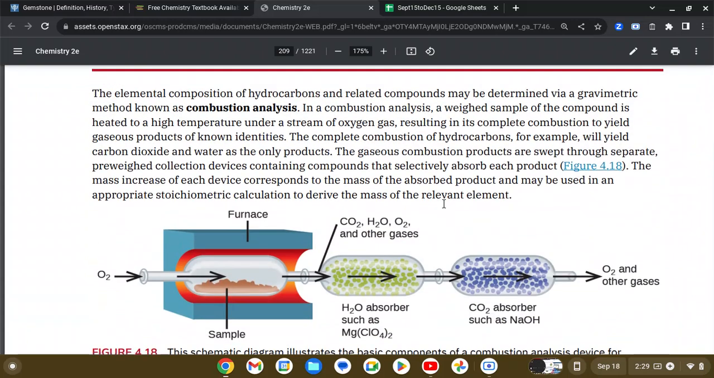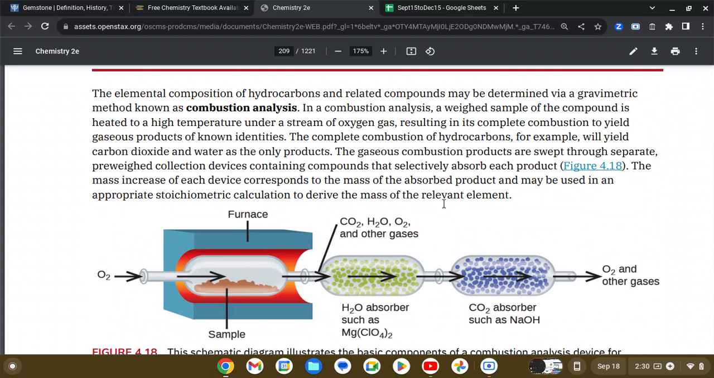The elemental composition of hydrocarbons and related compounds may be determined via a gravimetric method known as combustion analysis. In a combustion analysis, a weighed sample of the compound is heated to a high temperature under a stream of oxygen gas, resulting in its complete combustion to yield gaseous products of known identities. The complete combustion of hydrocarbons, for example, will yield carbon dioxide and water as the only products.